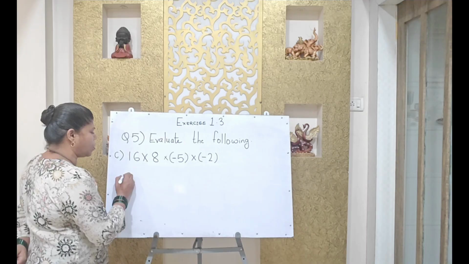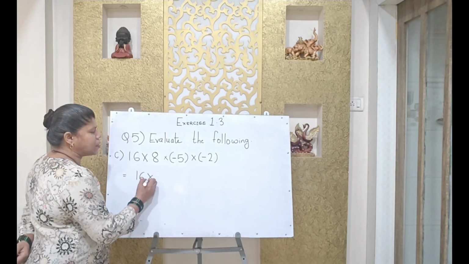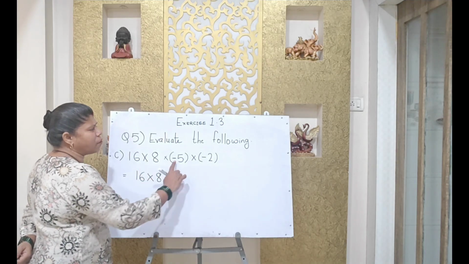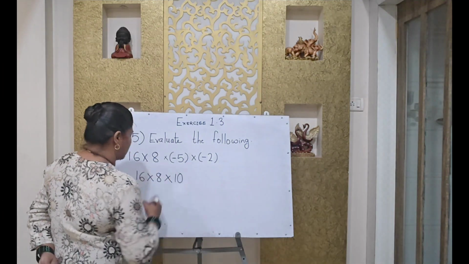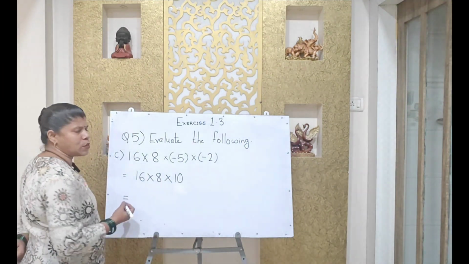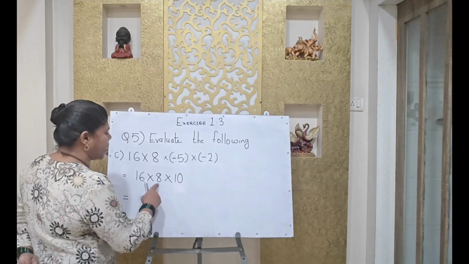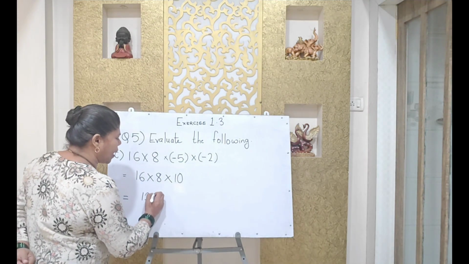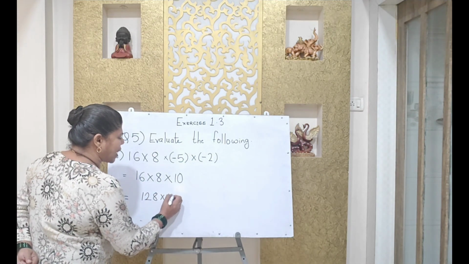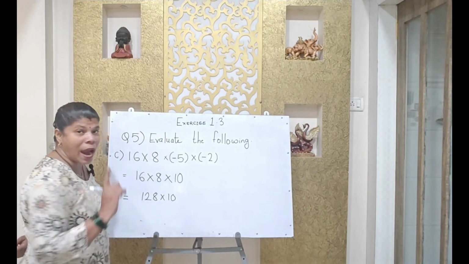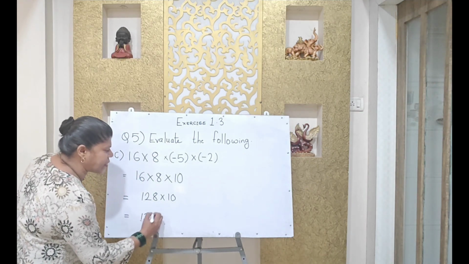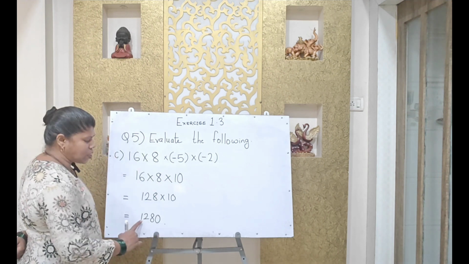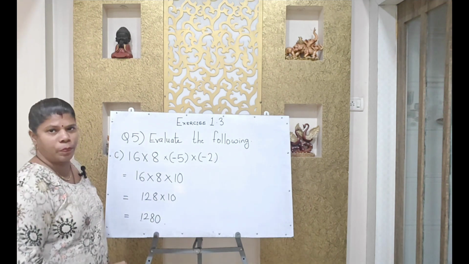Okay, so this concept is clear. Now just write down the numbers. 16 multiplied by 8 multiplied by 5 2s are 10, and the answer is positive. So just write down the 10. If you know the table, you can do it very well. 16 8s are 128. Multiplied by 10. See again 10, you only have to add the 0. 128 and this 0. The answer is 1280.